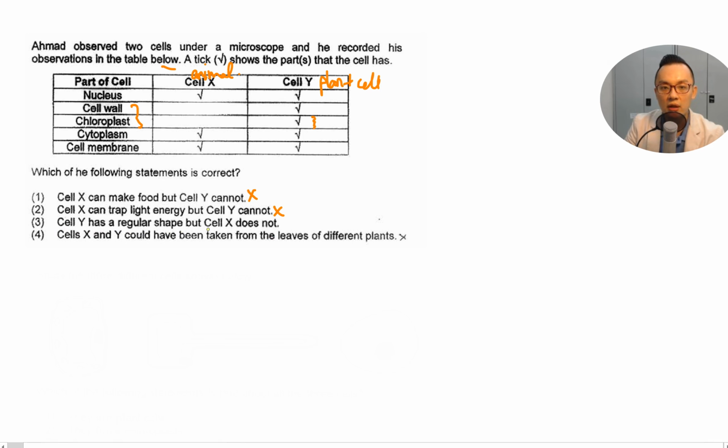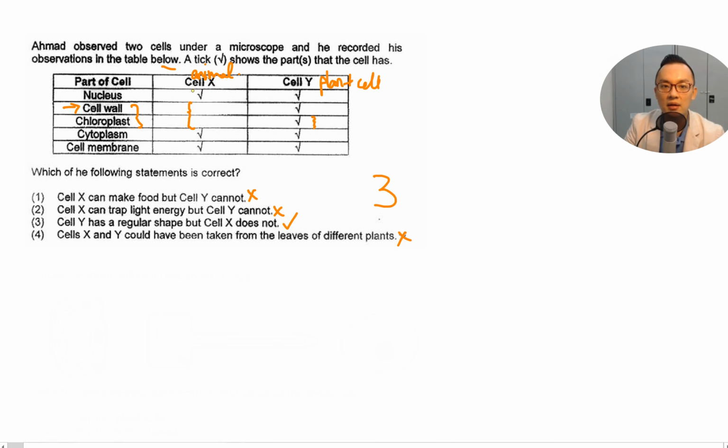Cell Y has a regular shape, but cell X does not. This is correct. It has a regular shape because of the cell wall. The cell wall gives you a regular shape. Cell X and Y could have been taken from the leaves of different plants. This one is not correct, because if you take from the leaf, you would see that if it's a plant cell, it will have cell wall and chloroplast. So the answer is number 3.